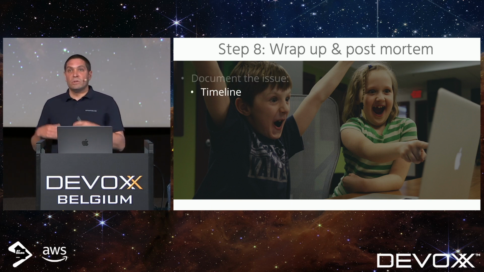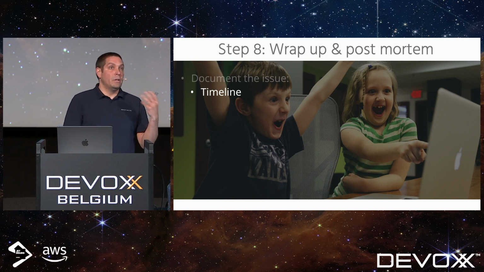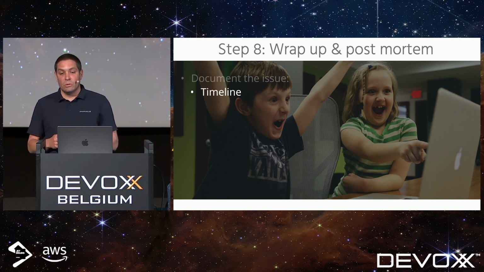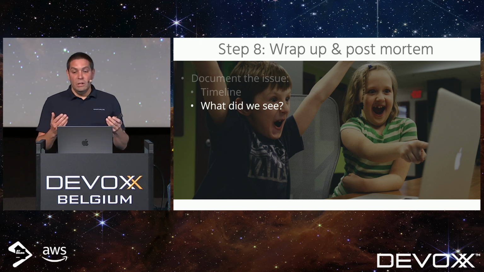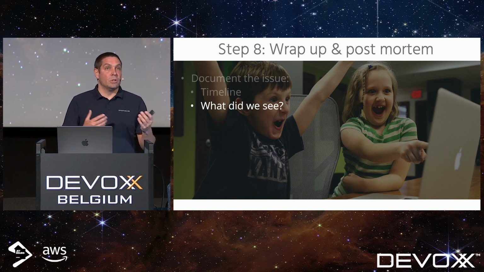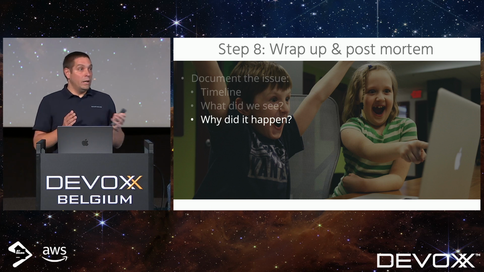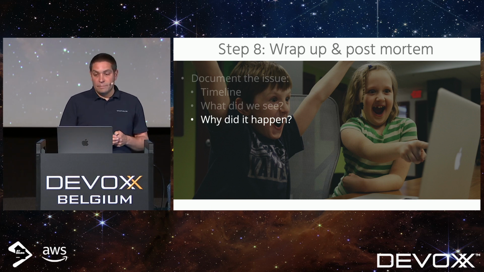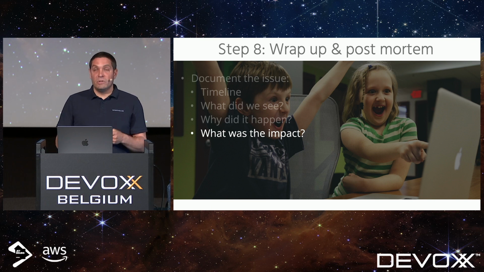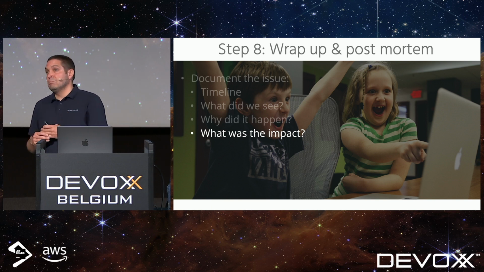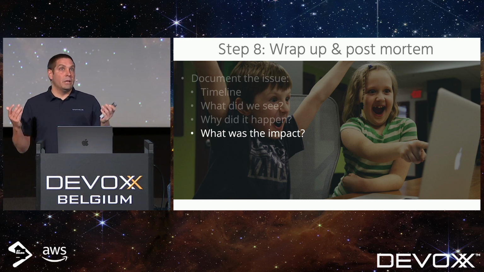So document it. What was the timeline? When did we first see something going wrong? And how long did it take us to respond? What did we see? So how did we observe that there was a problem? You use this to recognize the problem next time. Why did it happen? What was the root cause of the issue? What was the impact? Did it impact users? If it doesn't impact end users, it's not a big issue in my eyes.